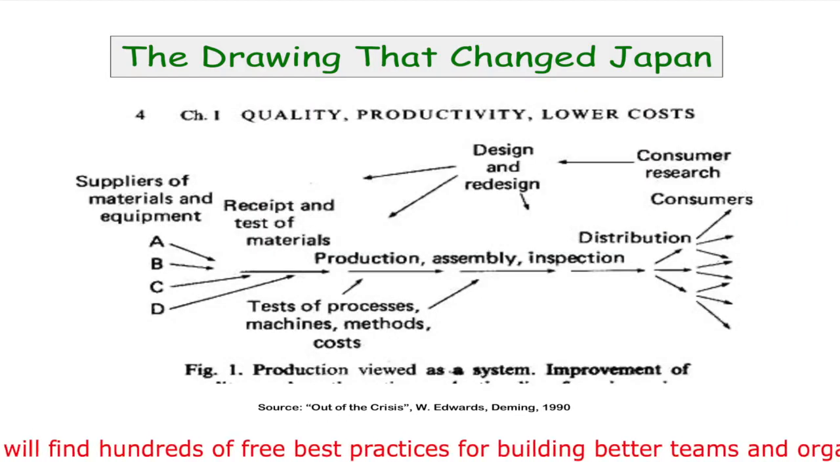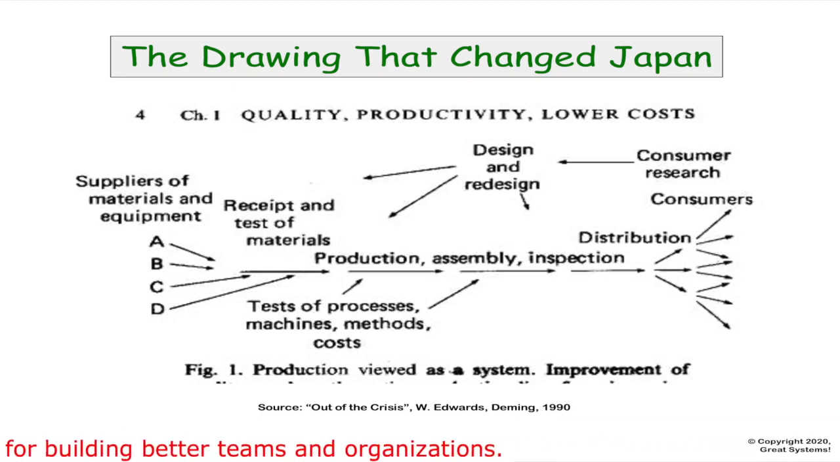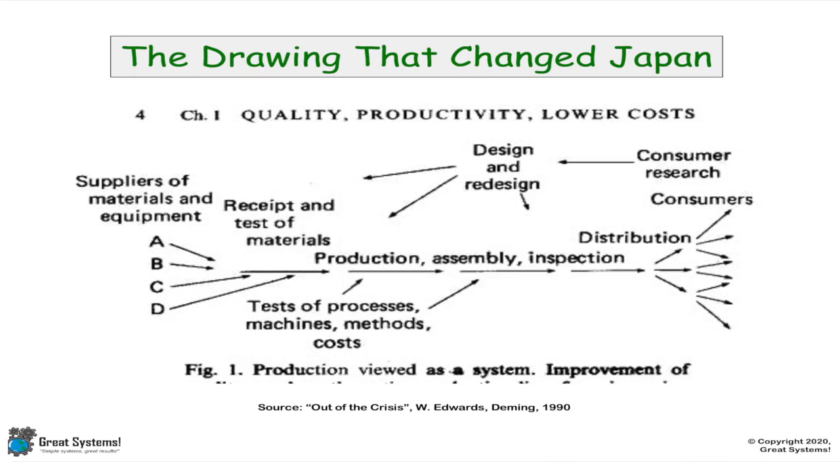The Drawing That Changed Japan. Dr. W. Edwards Deming's drawing that changed Japan, from his book Out of the Crisis, shows the basic value stream map for most, if not all, organizations in their most simple form. It, in essence, started the quality and process improvement movement over 60 years ago.